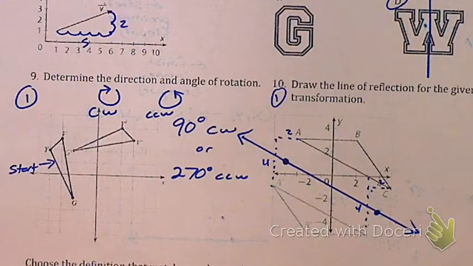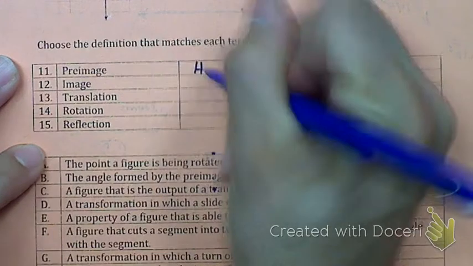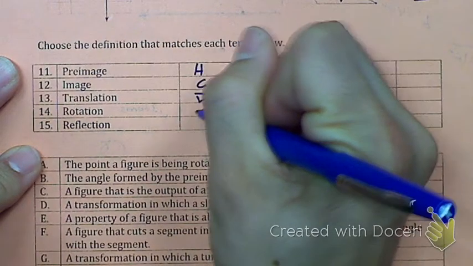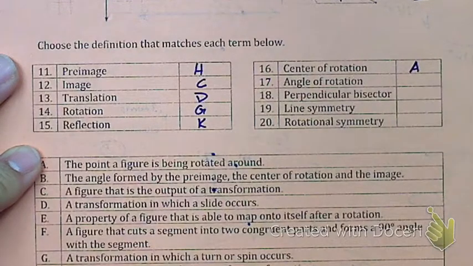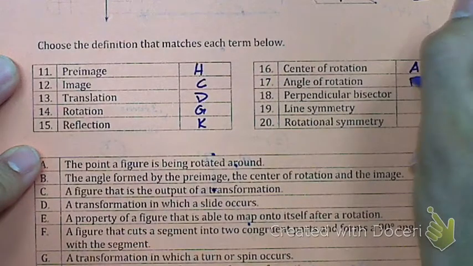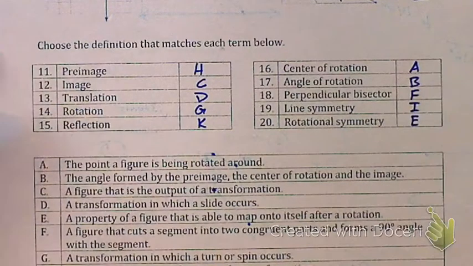Definitions, I'm just going to list them all. You guys can study them. So H, C, D, G, K, A, B, F, I, E. Keep in mind, a lot of these terms are used throughout this quiz.